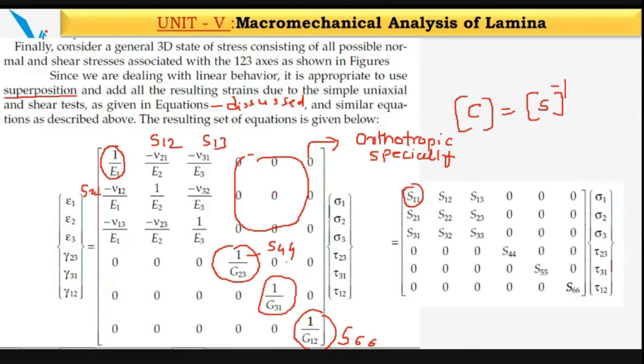But what happens? Specially orthotropic material means, again I will explain, the fibers are oriented either parallel to the one direction, or parallel to the two direction, or parallel to the third direction. Okay, so either parallel to the one direction, two direction, or three direction. There are no fibers at an angle.